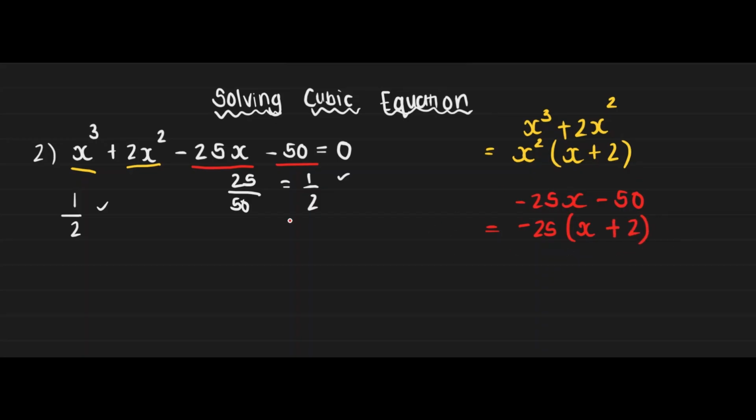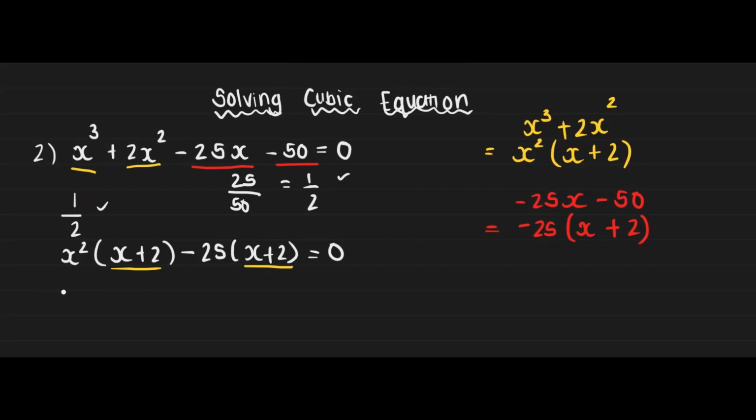Then you're going to substitute here. Our answer is going to be this 2. So it's going to be x squared, open bracket, x plus 2, then minus 25, open bracket, x plus 2, is equal to 0. You see something? We see the fact that we have x plus 2 and x plus 2 as a common factor. So we can take that out as a common factor.